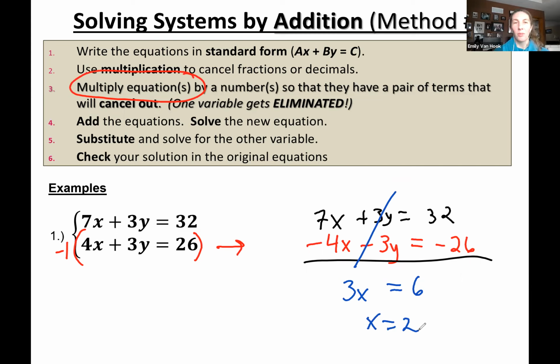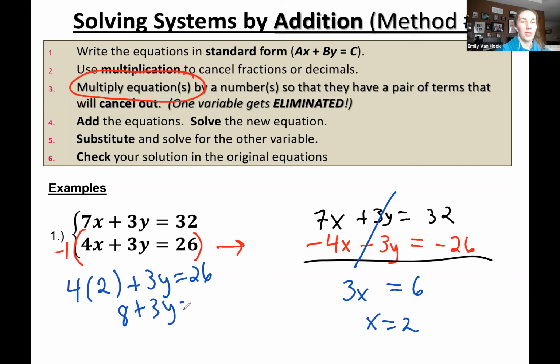From here to the end of the problem, it's really similar to our last examples where you just substitute whatever you got for your variable back into one of the original equations and then solve for the other variable. So you can pick whichever equation looks easier. I'm going to go with the second one just because the numbers are smaller. So 4x plus 3y equals 26. I'm replacing x with 2. Then we can work on solving for y. 4 times 2 is 8. So 8 plus 3y equals 26. I would subtract 8 on both sides and get 3y equals 18. And then divide by 3 and we get y equals 6. So the solution that we just got is 2, 6.